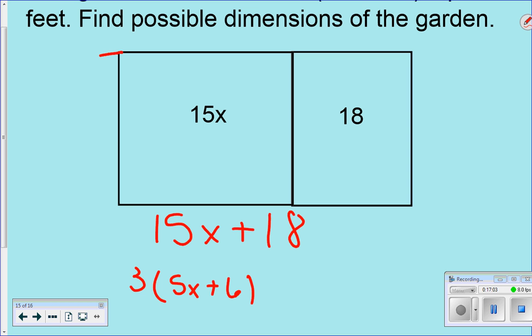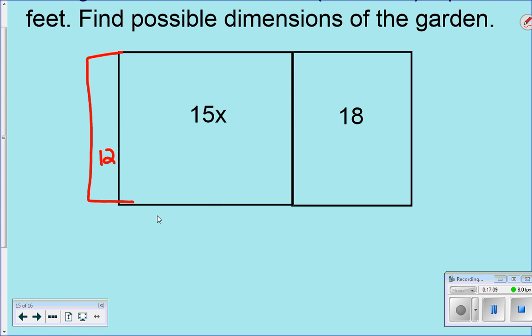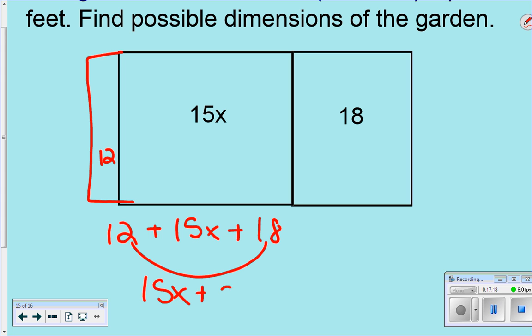Sometimes they might throw a third section in, and they might make that 12. If that's the case, then you do this: 12 plus 15x plus 18. Put these things together, and then you factor. Now we're only working with 2. In Algebra 1, you work with 3. We're staying simple.